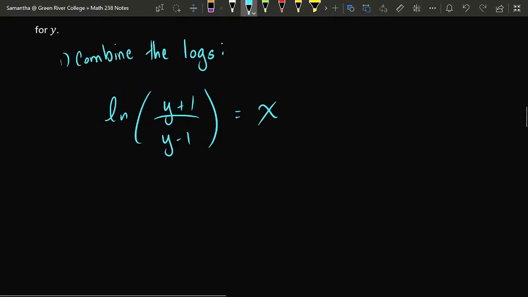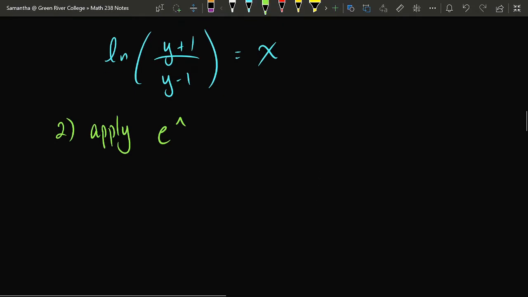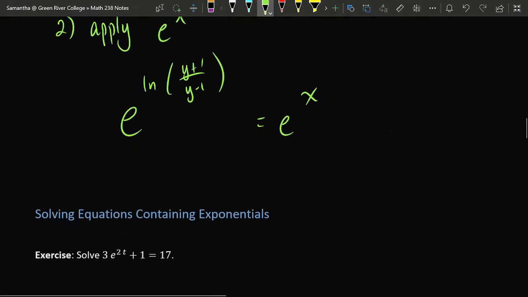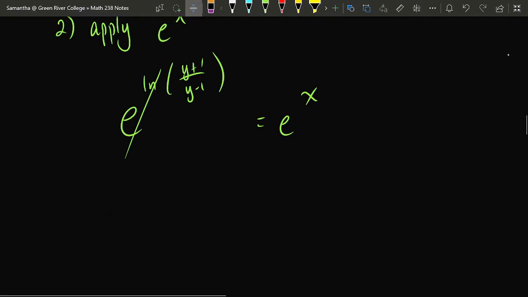Now that I have a single natural logarithm, I can destroy that natural logarithm by applying an exponentiation with base e to both sides. So e to the natural log of y plus 1 over y minus 1 is equal to e to the power x. The e and the natural log cancel, and I'm left with y plus 1 over y minus 1 equals e to the x. Now my goal is to solve this equation for y.